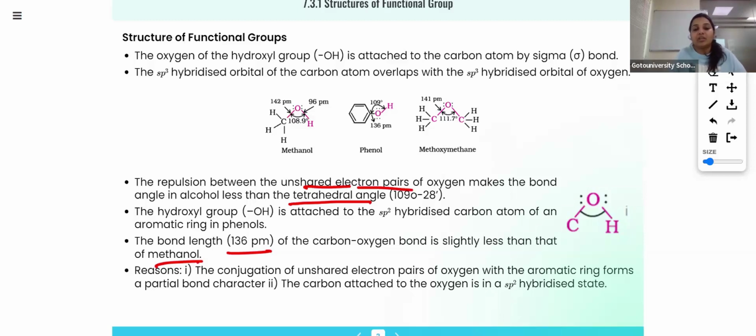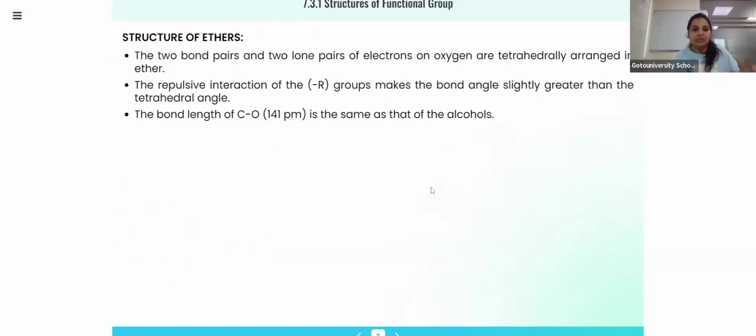These electron pairs are undergoing resonance. Resonance means the jumping of electrons. Due to this jumping of electrons, the bond lengths are differing. See here, this carbon-oxygen bond is a single bond. But in the case of phenol, due to the resonance process, this carbon-oxygen bond gets a partial double bond character, because the lone pairs on the oxygen atom are jumping here, so there will be a double bond character. Due to this double bond character, the bond becomes smaller, so the bond length is reduced. That's why there is a change in bond length in different molecules.